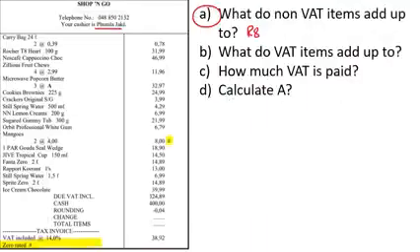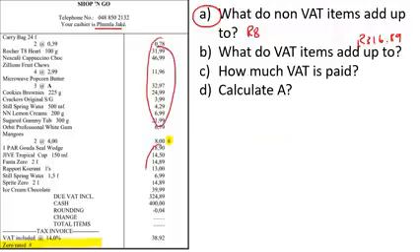And then it says, what do the VAT items add up to? Well, you see the total is 324 Rand. So that 324 Rand is all of these numbers added together. And so we could just say 324 Rand and 89 cents minus the items that don't have any VAT, which is 8 Rand. And if you calculate that, you get 316 Rand. Let's just write it here. 316.89.